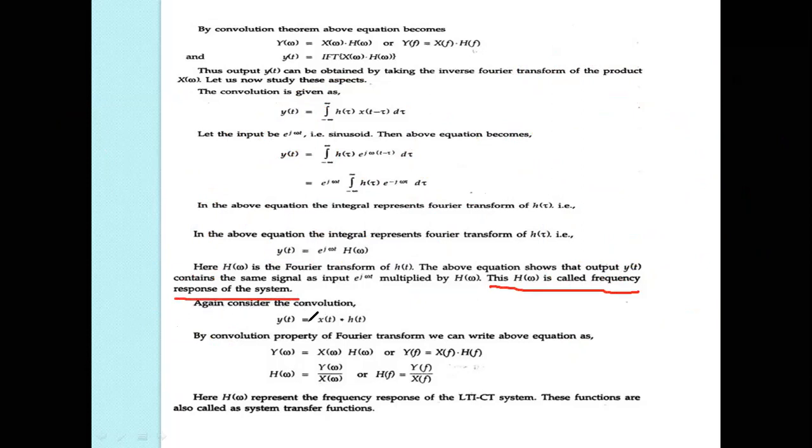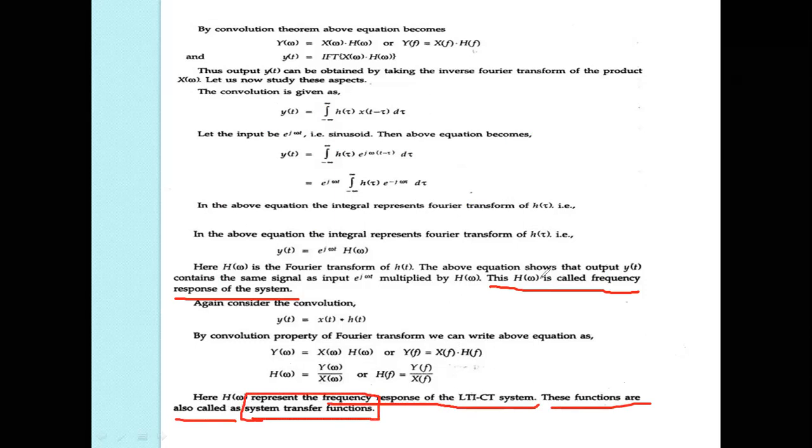Again, consider the convolution y of t equals h of t convolved with x of t. By the convolution property of the Fourier transform, Y of omega is equal to X of omega times H of omega, or Y of f is equal to X of f times H of f. Now the transfer function H of omega is equal to Y of omega by X of omega. Here H of omega represents the frequency response of the linear time invariant continuous time system. These functions are also called the system transfer function.